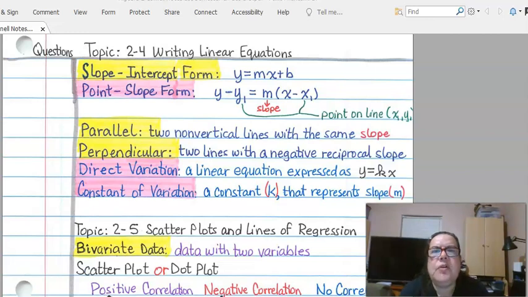So section 2.4 deals with writing linear functions. And so we're going to see them in different forms. We've already looked at the standard form. So the slope-intercept form is a classic that we normally use, where y equals mx plus b, where of course our m is our slope and b is our y-intercept.